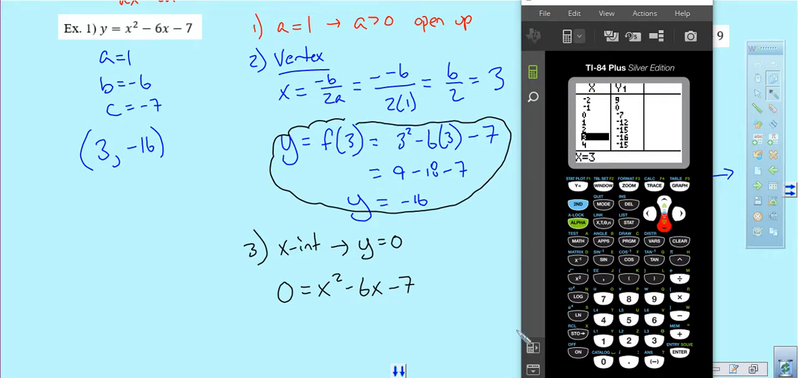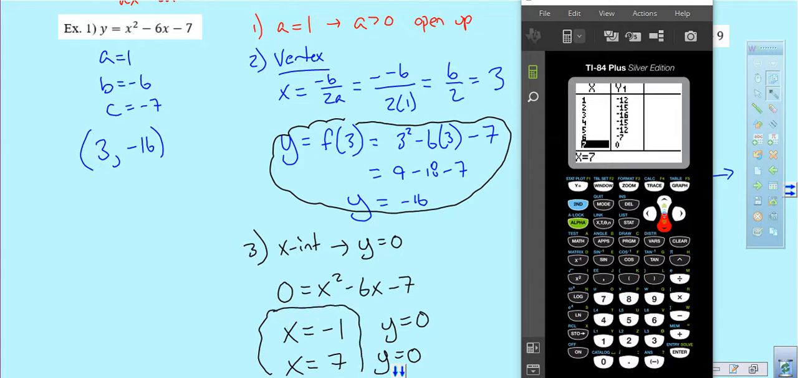Now, remember why we came here: we want to know what x's we would plug in right here to make y equal 0. We'll start scanning around. Well, there's one. If x is equal to negative 1, y is equal to 0. If x is equal to positive 7, then y is equal to 0. So those are my x-intercepts. My x-intercepts occur at negative 1 and positive 7. As ordered pairs, those would be negative 1, 0, and positive 7, 0.